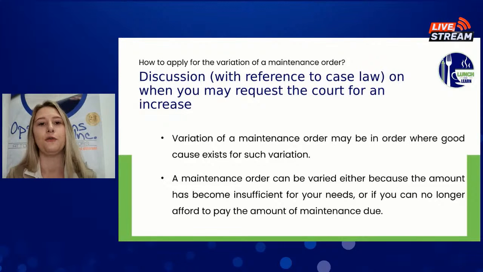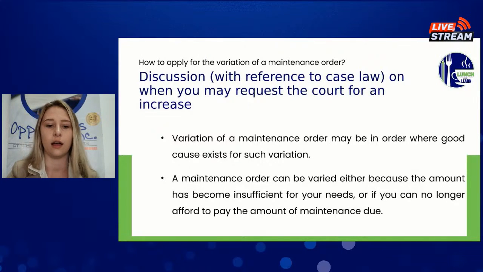So now your first question will be, what would be a sufficient reason or an adequate cause to apply for a variation of a maintenance order? Well, the variation order may be an order where good cause exists. So, for example, it can be varied either because the amount has become insufficient for your needs, or if you can no longer afford to pay the amount of maintenance.